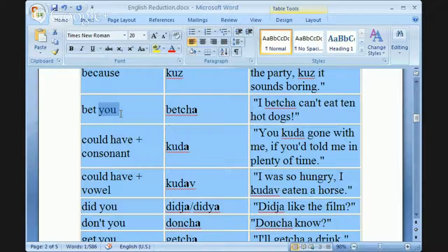If I wanted to talk about myself, well, first of all, in a bet it would probably not be negative "can't." It would probably be positive "can." I would say, I betcha I can eat 10 hot dogs. Notice I'm reducing "can." I betcha I can eat 10 hot dogs. So I would refer back to myself again with "I." I bet you, comma, I. In the sentence written, there would be a comma there.